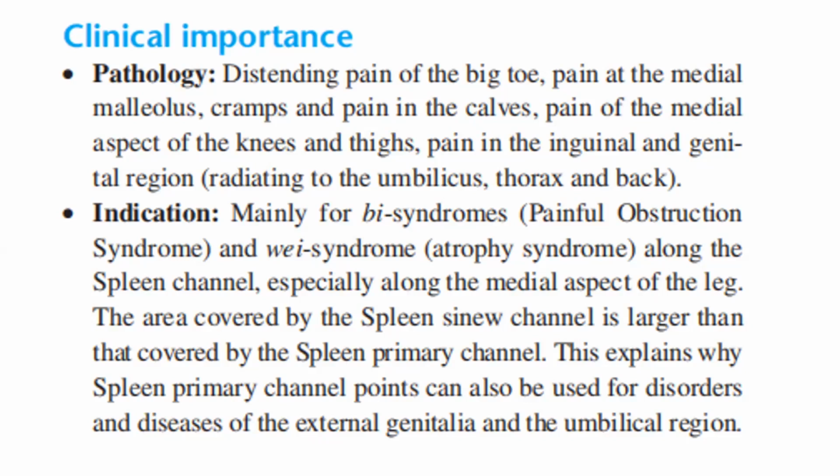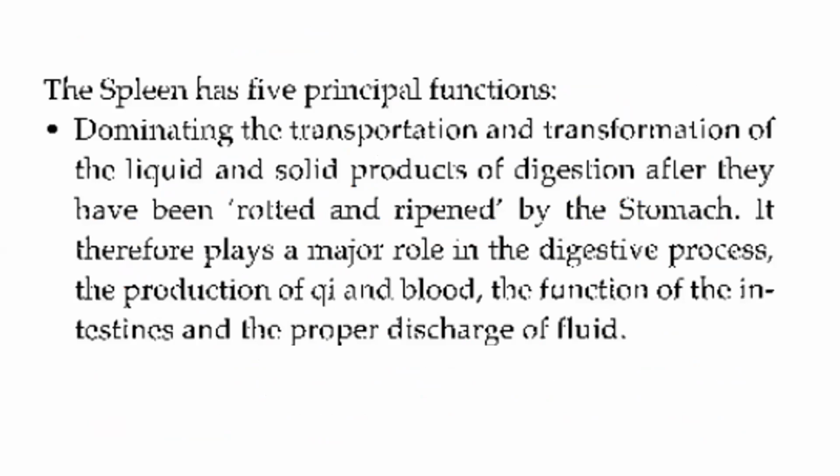The spleen has 5 principal functions. Dominating the transportation and transformation of the liquid and solid products of digestion after they have been rotted and ripened by the stomach. It therefore plays a major role in the digestive process and production of qi and blood and the function of the intestines and the proper discharge of fluid.